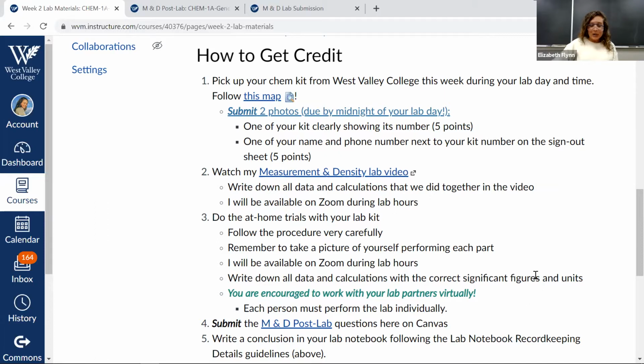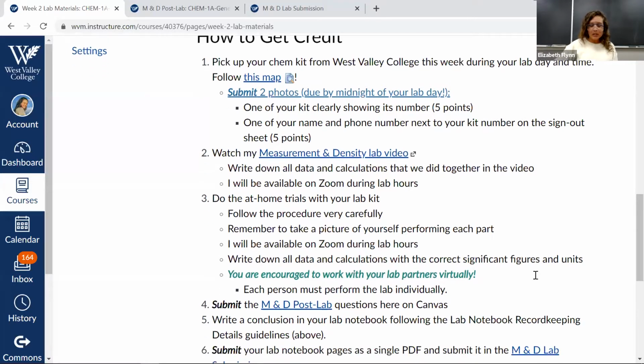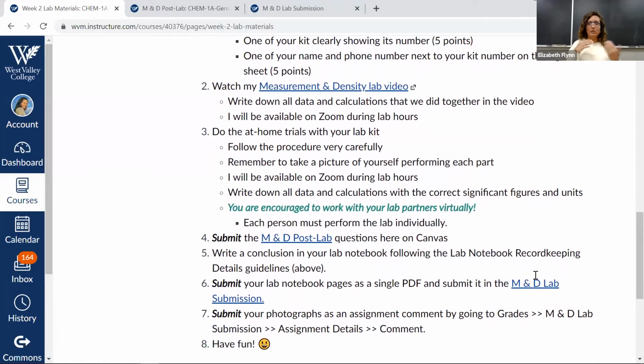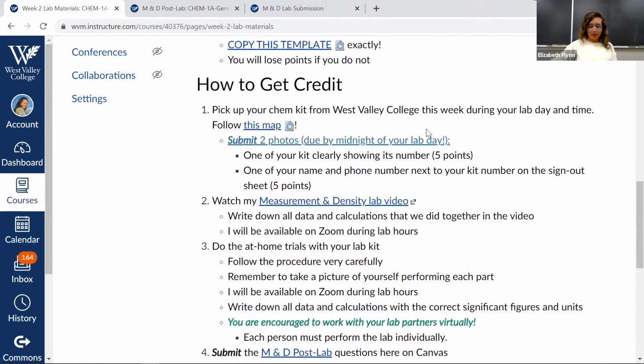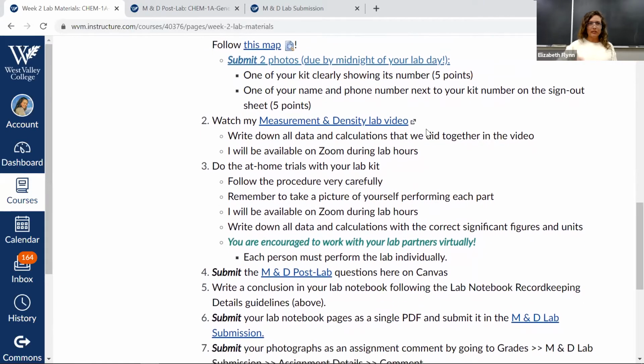All right, so let's see what I want to show you. All the instructions are here on how to get credit. The only thing that is different between my two classes for how to get credit is that Chem 1A students, you'll need to write a conclusion following the record keeping guidelines above right here. And Chem 2, you don't have to write a conclusion yet. But everything else is pretty much similar. And then the only difference is you'll see for Chem 1A, there's an extra part in the actual lab itself that you'll see when you do the lab. In Chem 2, there's one part that's taken off. And also the post-lab questions are different as well. So let's get started.